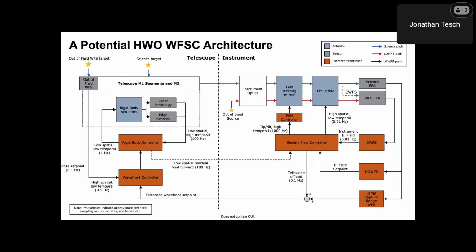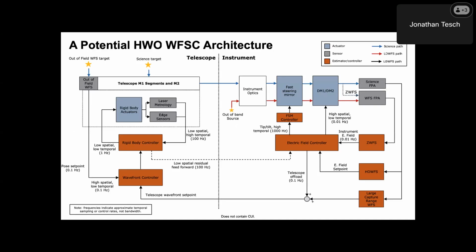Okay, so this is just a very notional high-level block diagram of what the wavefront sensing and control architecture could look like, showing many possible control loops on both the telescope and the instrument side. Most notably, if you consider the left side, on the telescope one might have what we call in this study the rigid body control system, using metrology, either laser metrology or edge sensors, to maintain the alignment of the segments of the telescope and the secondary mirror with respect to the optical bench, at a moderate rate.